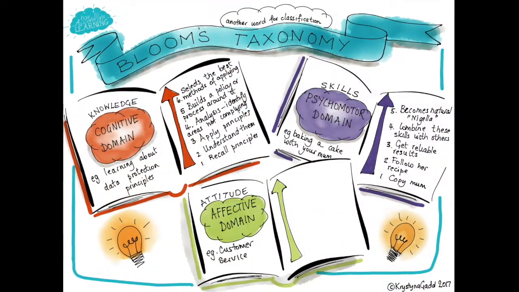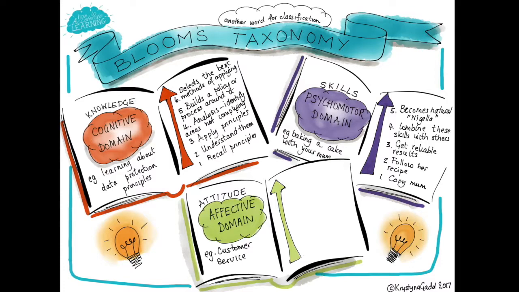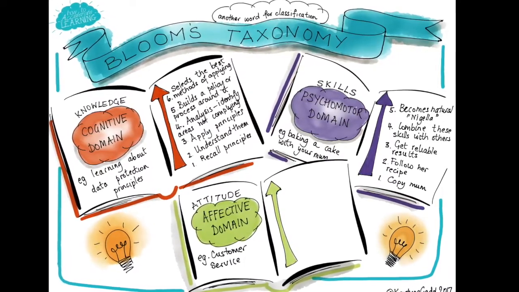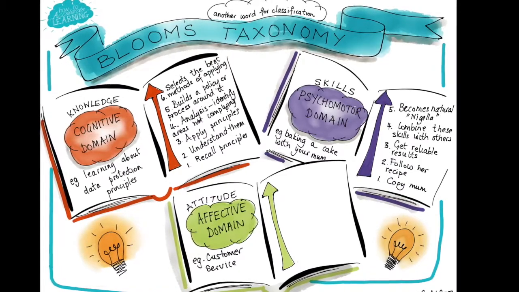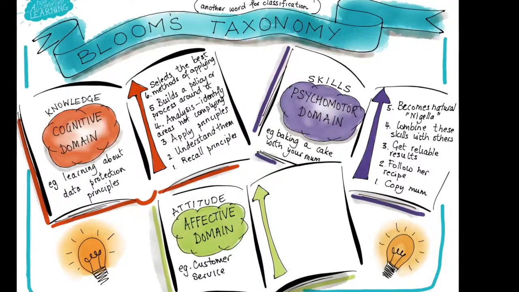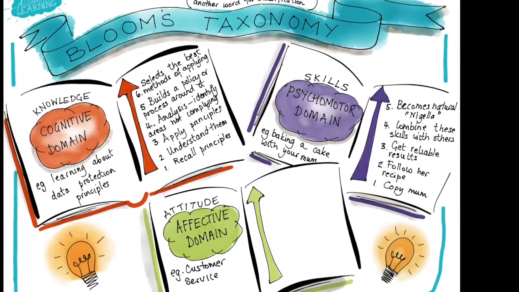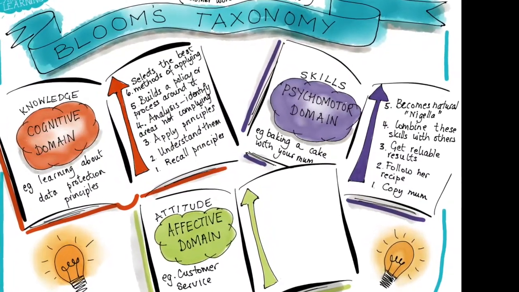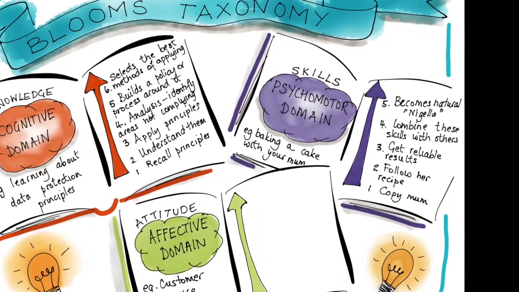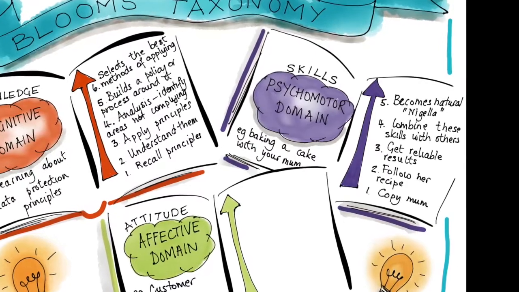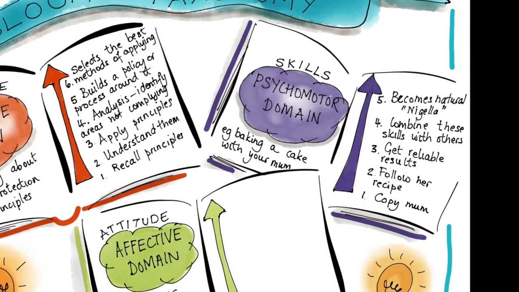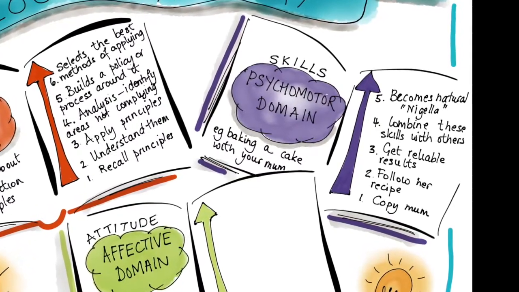Moving on to the psychomotor domain, this is all about skills. I'm going to use an example of baking a cake with your mum to illustrate how you might look at the different levels within that domain. At the most simple level, you'd just be able to copy what your mum is doing. At the next level, you'd be able to follow her recipe and her instructions. At the next level, level 3, you'd get reliable results from being able to make a cake.